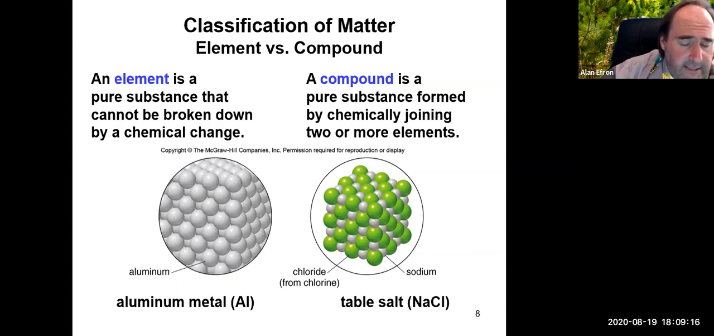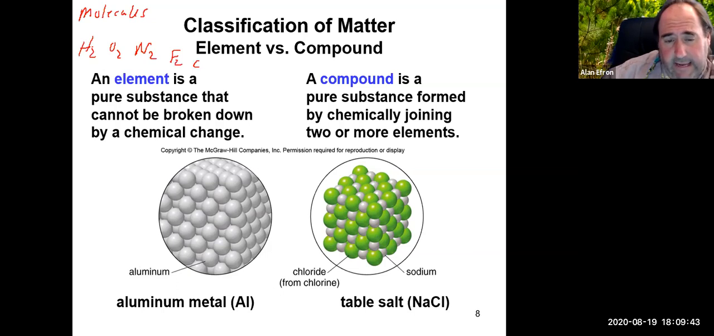So aluminum metal by itself is an element. Sodium chloride is the combination of sodium metal and chlorine gas, which are two elements that come together, is a compound. Now, elements can also be what are known as molecules. So for example, H2, O2, N2, F2, Cl2, I2, and Br2. These are all elements. That's hydrogen gas, oxygen gas, nitrogen gas, fluorine, chlorine, iodine, and bromine.